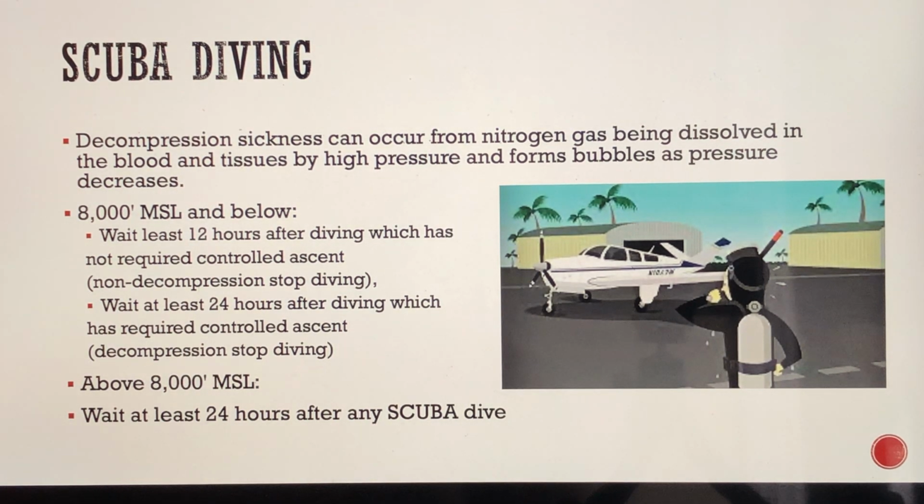And then wait at least 24 hours after scuba diving that has required a controlled descent if you're going to be flying 8,000 or below. Above 8,000, you have to wait at least 24 hours after any scuba dive, doesn't matter what it was.